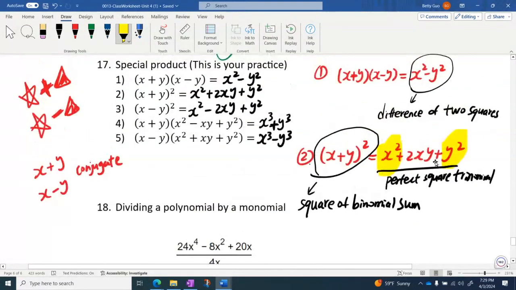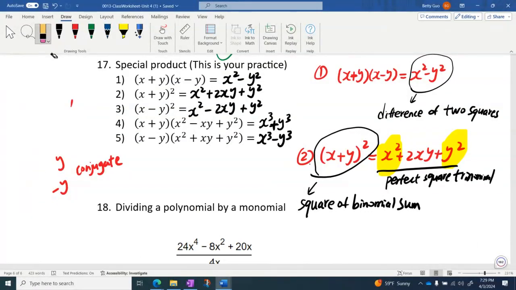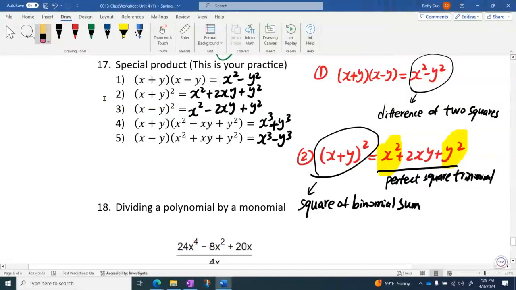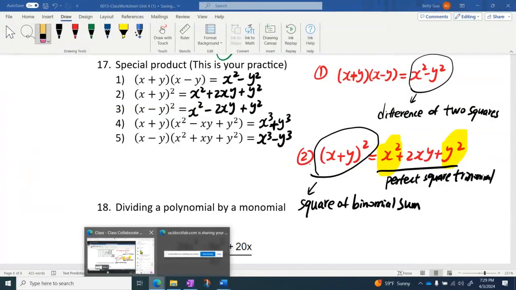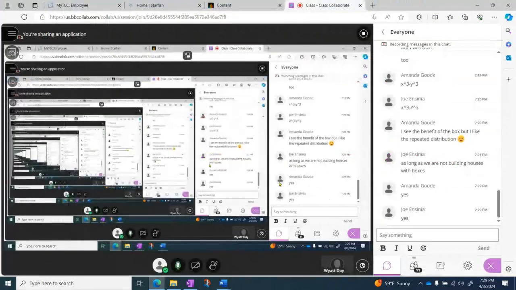Are you okay? Am I clear about what I'm talking about? Or did I lose you? Are you still with me here? I'm explaining the special looks of those formulas. Okay, thank you.